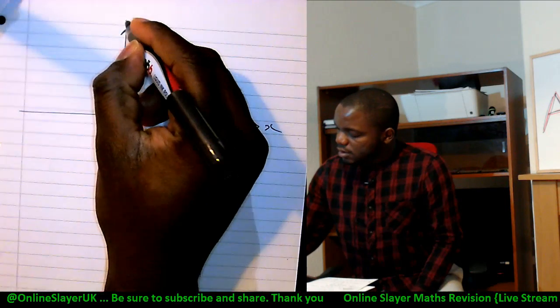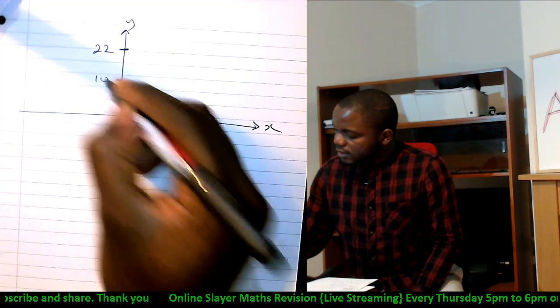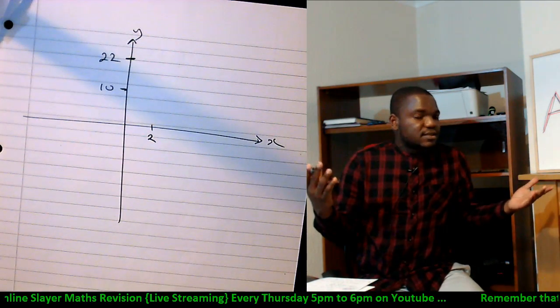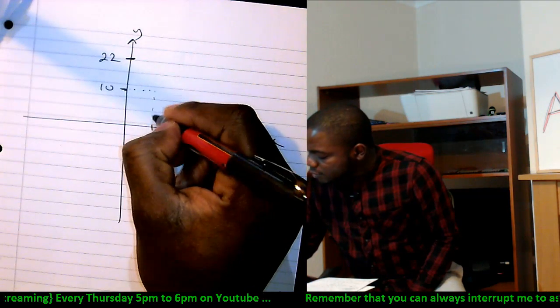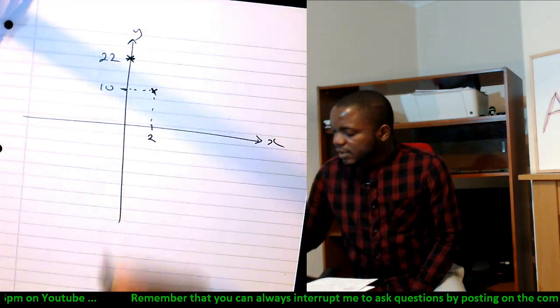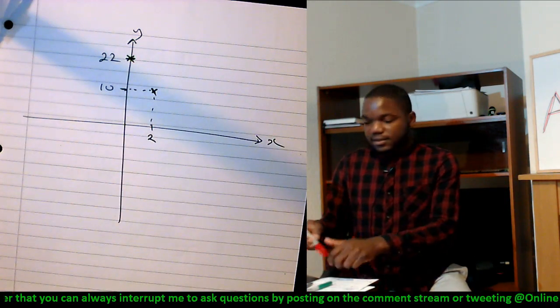x, y, 22, 10, 2. It doesn't cross the x-axis. And I know that this point here, where these two meet, will be the minimum point. And I know that it crosses the y-axis at that point. And I know that it doesn't cross the x-axis.